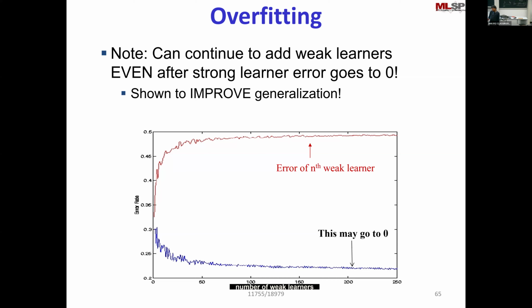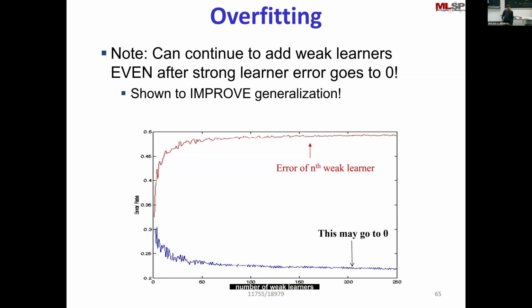What would you call that? Can you say it aloud? So would you expect to see overfit over here? Yes or no? It doesn't happen. So this was the crazy bit that they found. They found that even after the strong learner's error goes to 0, that's one of the beauties of this technique, if you keep adding weak learners, the generalization keeps improving.